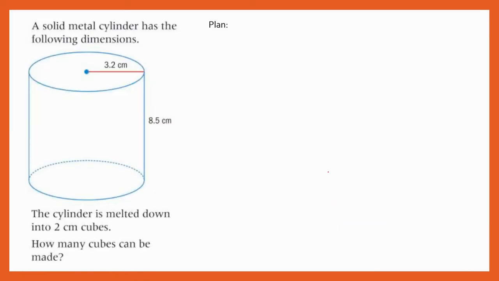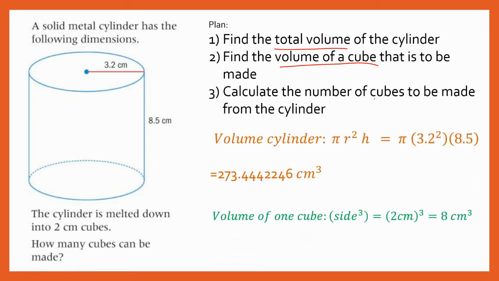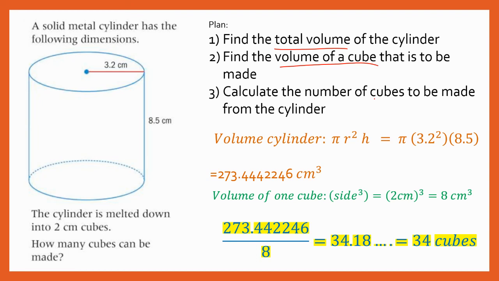Okay. Again, as you're working through some of these, just make sure that you understand what you're being asked to find. This one kind of lays out a plan for you. So find the total volume of the cylinder. Once we know total volume, we also need to know the volume of one cube that is to be made. And once we know those two things, we can calculate the number of cubes simply by dividing the total volume by the volume of one cube. So we want to make sure we're dividing volume. So that's the rest of this work. We end up with 34 cubes.